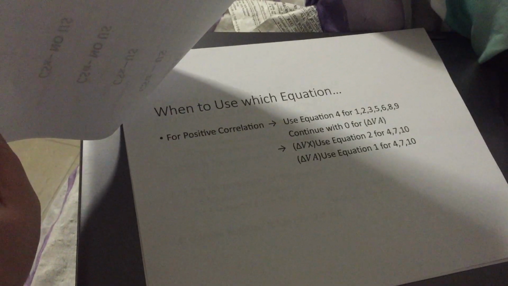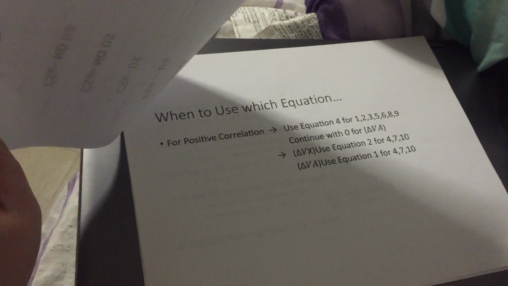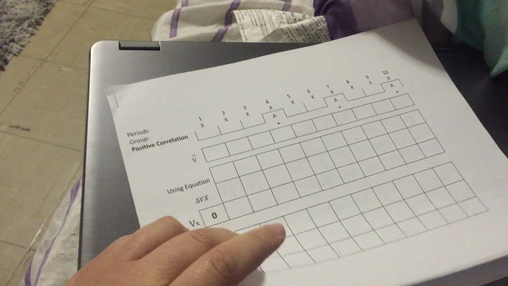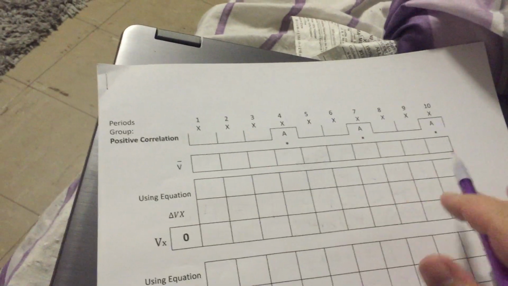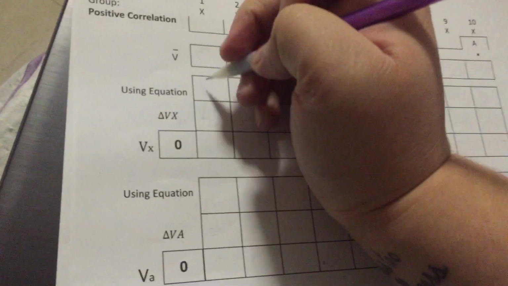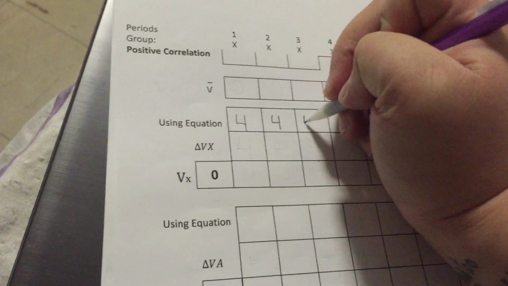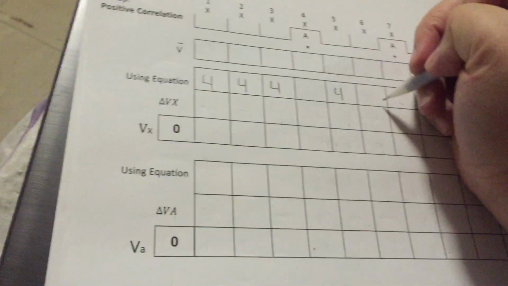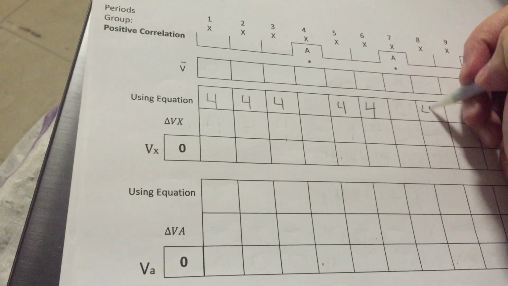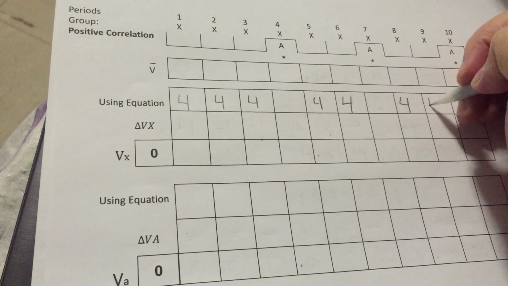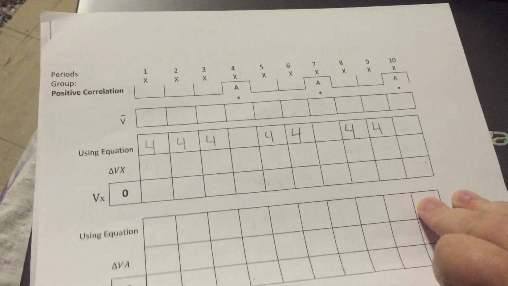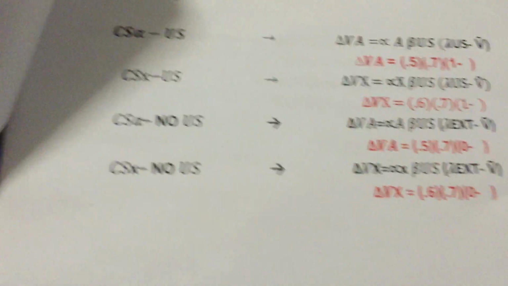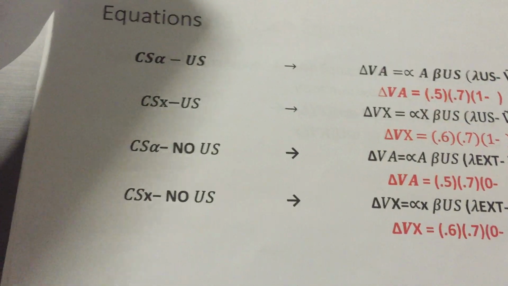For positive correlation, we're going to use equation 4 for every period, except for 4, 7, and 10. So we're going to go back here, and where it says using equation, everything except for 4, 7, and 10, we're going to fill in the number 4. For those of you who don't understand where I got that 4 from, if you turn to the equation page that I gave you, slide 3, if you look at equation 4, it's CSX with no US.